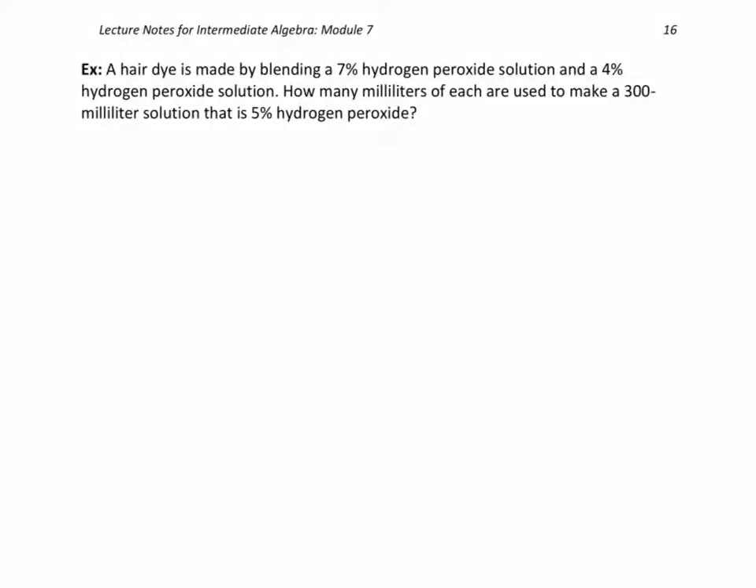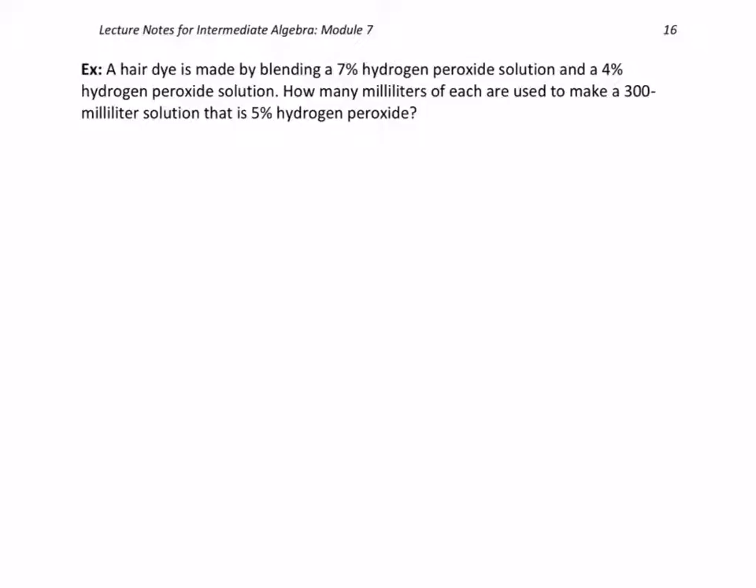So in this example, we have that the hair dye is being made by blending a 7% hydrogen peroxide solution with a 4% hydrogen peroxide solution. How many milliliters of each are used to make a 300 milliliter solution that is 5% hydrogen peroxide?